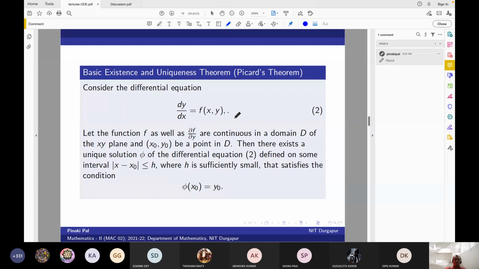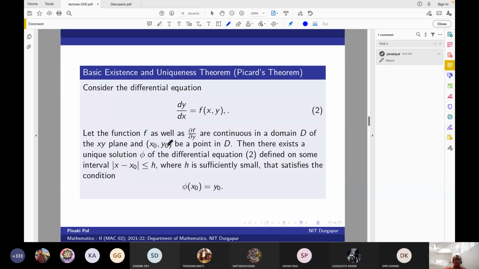This is the differential equation. And then we also know that this f(x,y) is continuous in a domain D. The domain of definition is a portion of the two-dimensional plane in this case, because we have two variables x and y. And within that portion, f is continuous as well as ∂f/∂y. The partial derivative of this function with respect to y is also continuous in that domain.